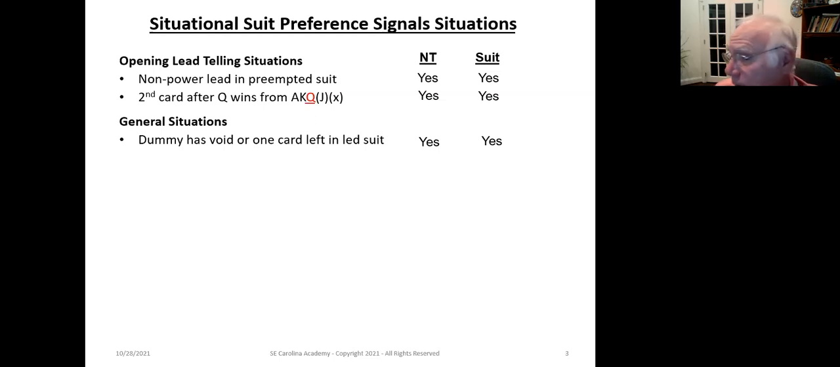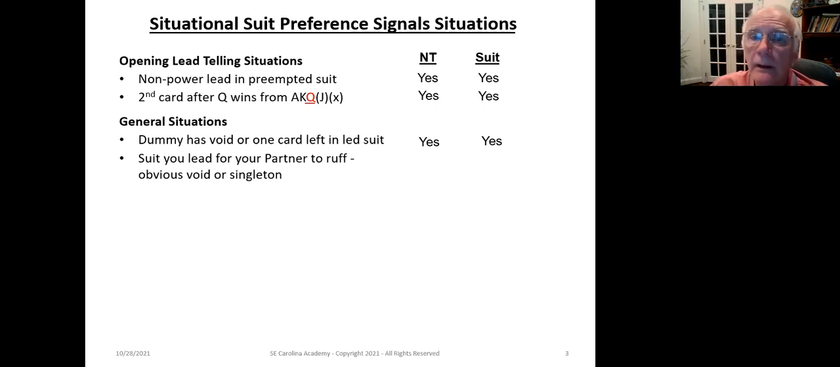Okay, regardless of whether he led the ace, the king, or whatever, it's no longer relevant what cards you have in that suit, because they're not going to be able to take tricks as long as the dummy has trump. Okay, so it doesn't make sense to give an attitude signal at this point in time. So what we're going to want to do is give a suit preference signal.